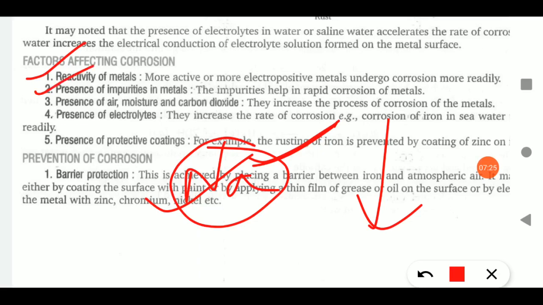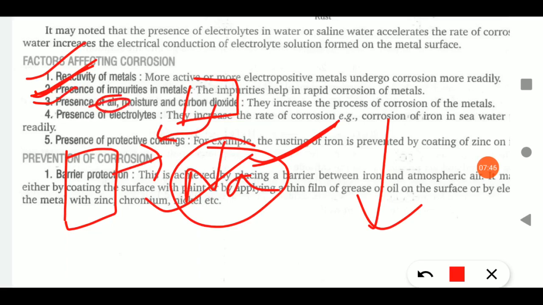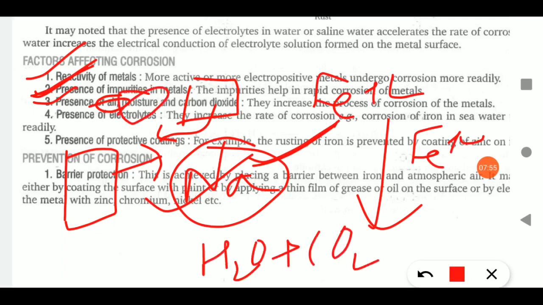Second is presence of impurities in metal. What I told you, if impurities will be there, then rusting will be fast. If no impurity is there, then rusting will not occur. Impure metal will act as cathode and pure part will act as anode. So there is a formation of electrochemical cell, that is galvanic cell. And third point is presence of air. O2 repeatedly came and changed the iron to Fe+2, then Fe+3. Moisture which forms the carbonic acid with carbon dioxide.